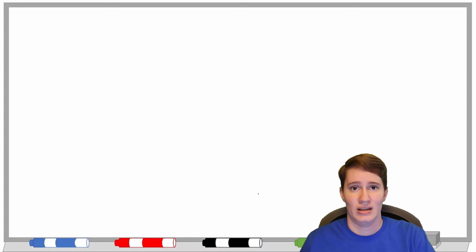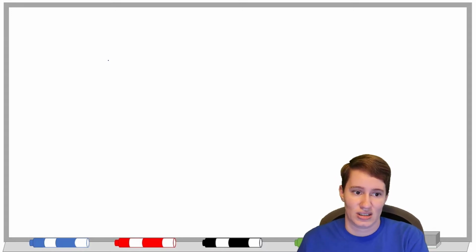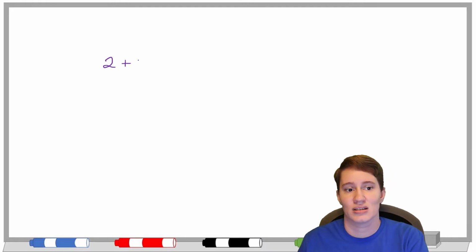Our second property has to do with if we have more than two things. So let's say that we have 2 plus 3 plus 4.